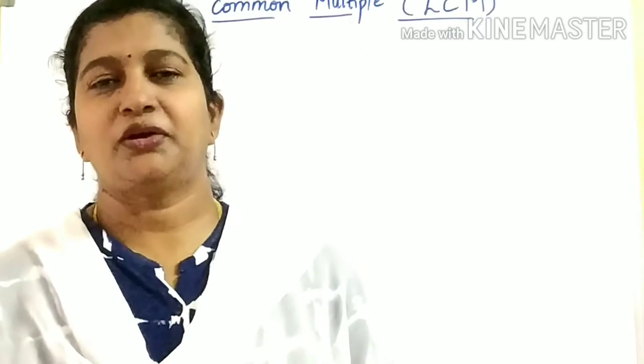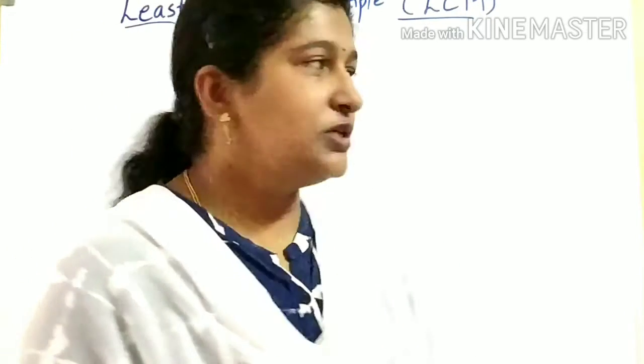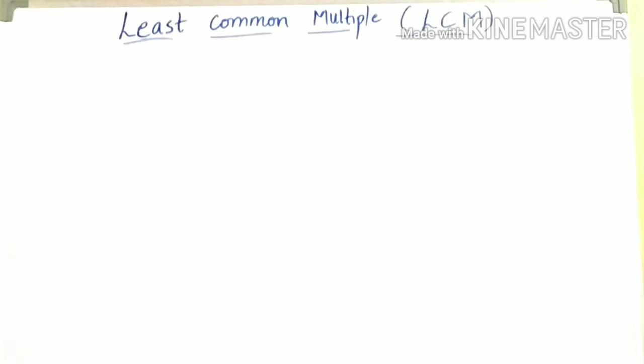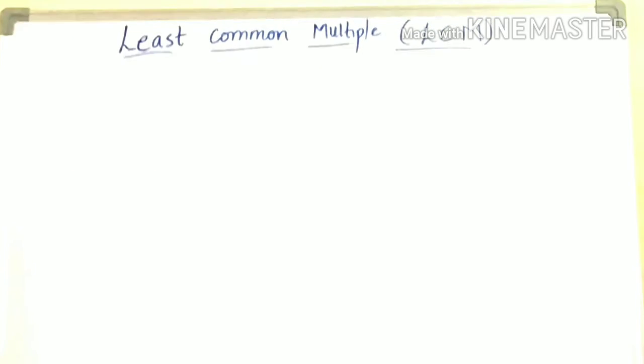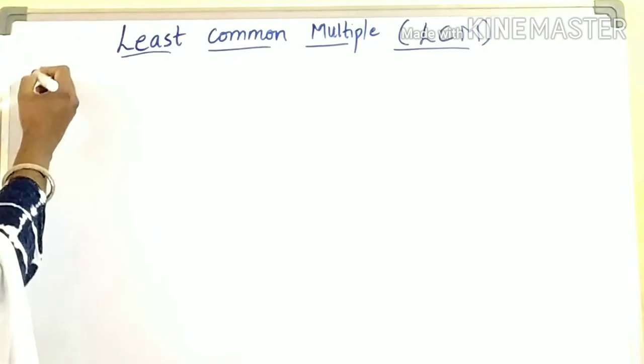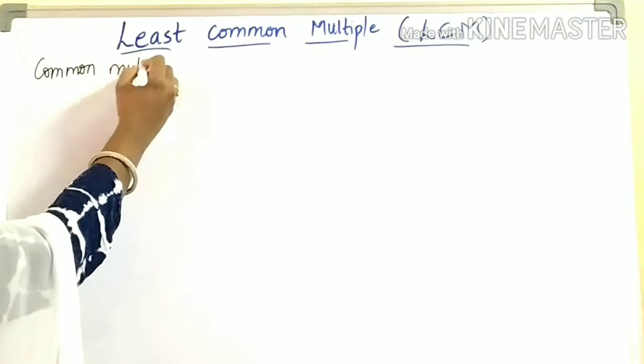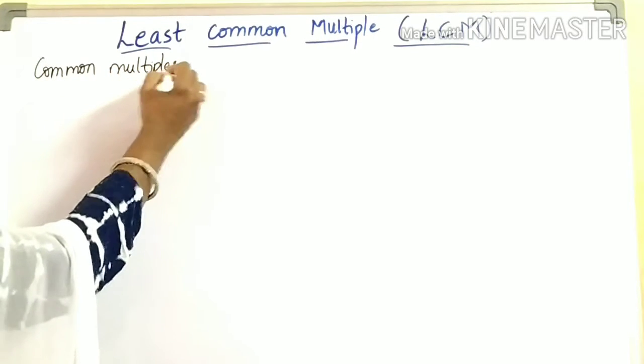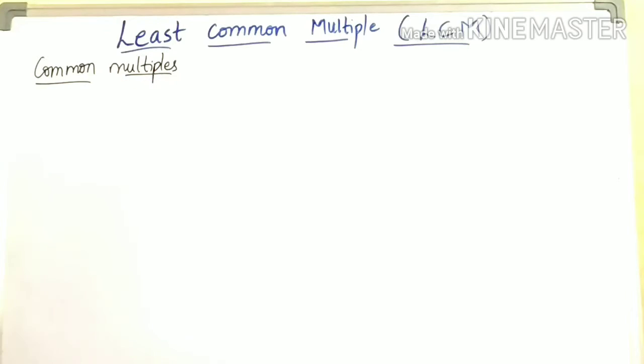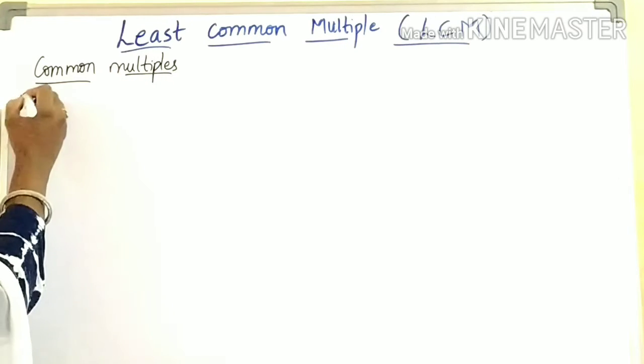In this video, I am going to explain LCM. What is the full form of LCM here? Least common multiple. Before going to least common multiple, first we learn what are common multiples, okay? So, by taking one example, I am going to explain.